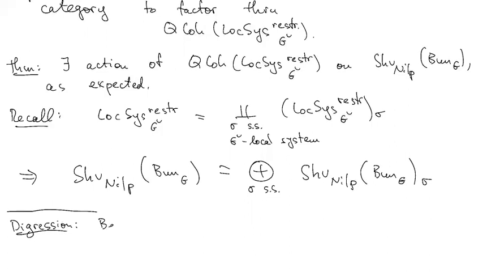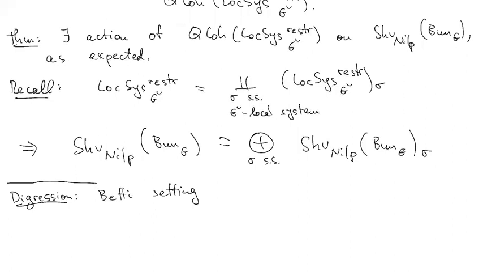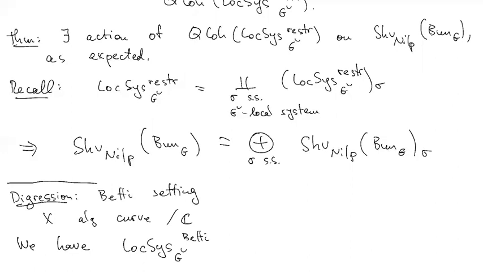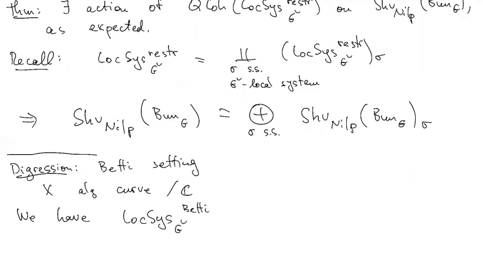Here's the Betti setting. X is an algebraic curve over the complex numbers. Here we're going to be working with the analytic topology, so it's not even enough to be over a field of characteristic zero. We're really over the complex numbers. So we can define this Betti moduli stack of Betti local systems on X.